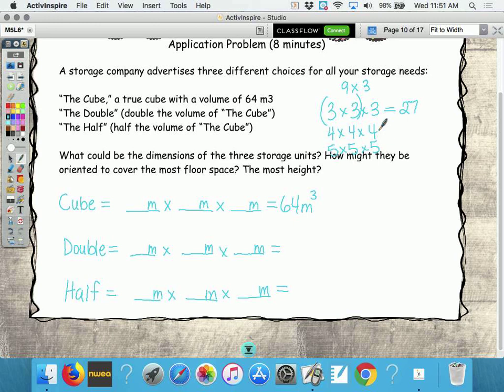Cadence! Did you figure it out? What goes on the blank? 4. 4 times 4 times 4. Watch this. So this is 16, right? 16 times 4. Check to see if 16 times 4 is 64. Yes. Oh, I thought that was a 6. Okay.